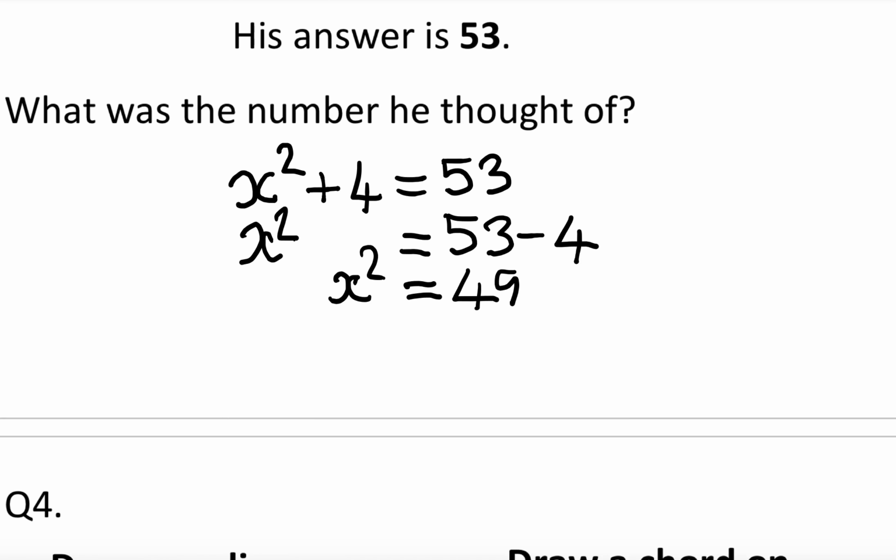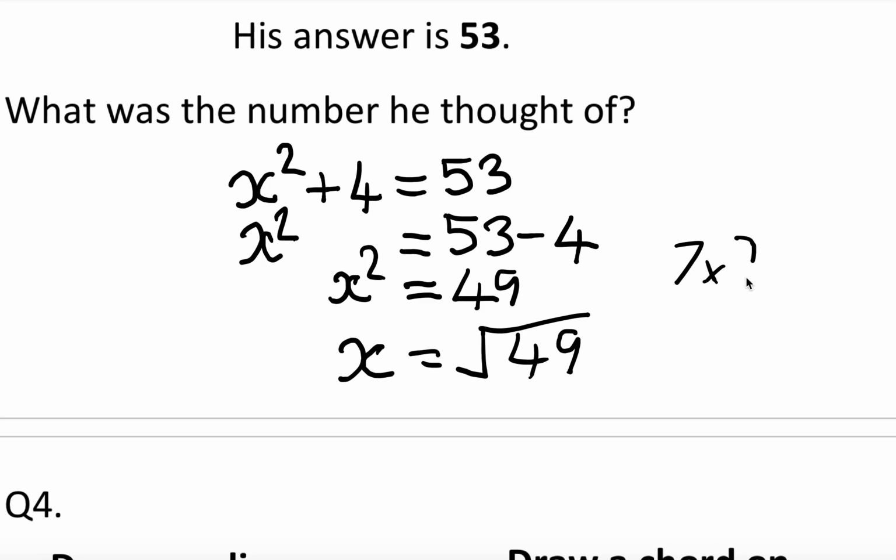So x equals the square root of 49. And this is where you need to know your times tables. 6 times 6 is 36. What's 7 times 7? 7 times 7 equals 49.